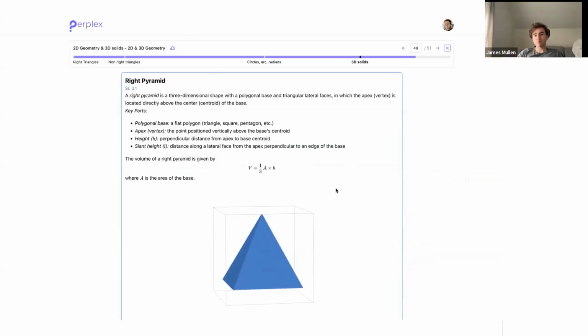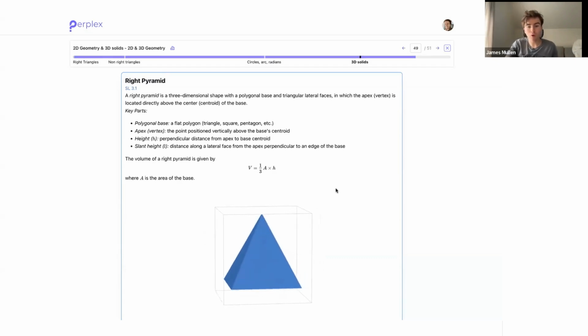Now I want to talk about right pyramids. A right pyramid is a three-dimensional shape whose base is any polygon. So it can be a triangle, a square, a pentagon or an octagon. It doesn't really matter what it is. But its apex is going to be above the center of the base. That's the criteria for it to be a right pyramid.